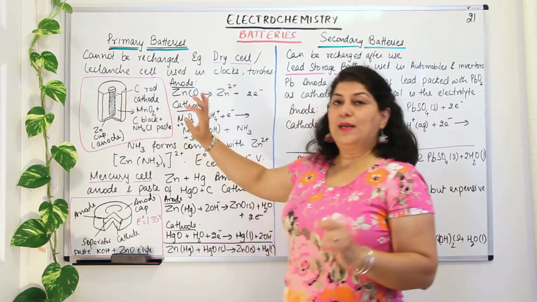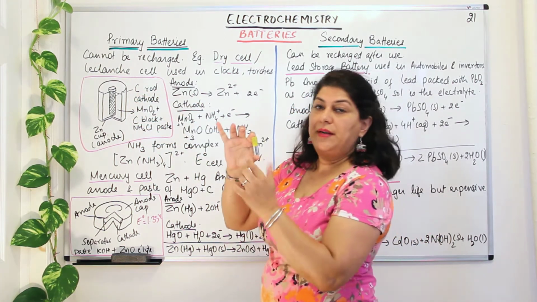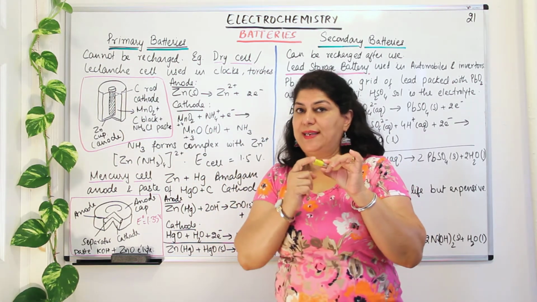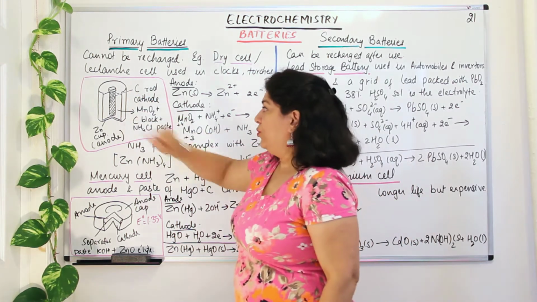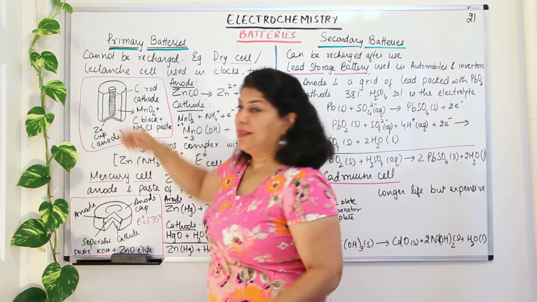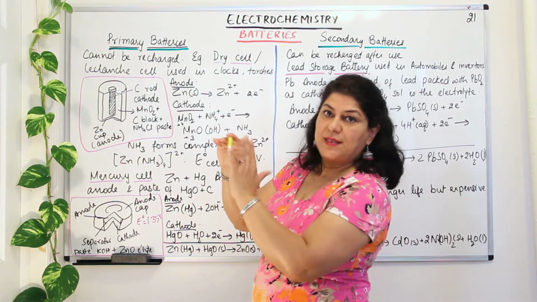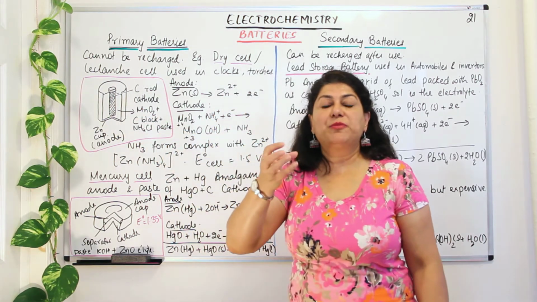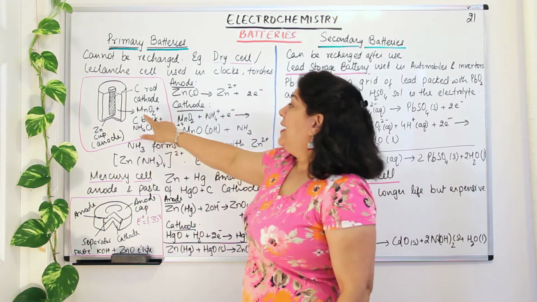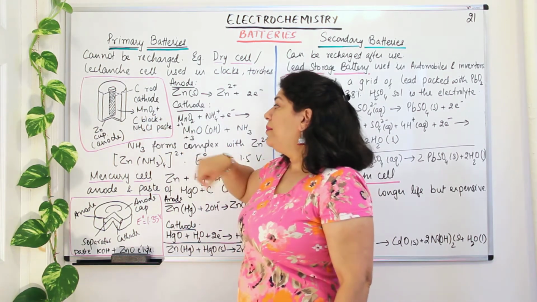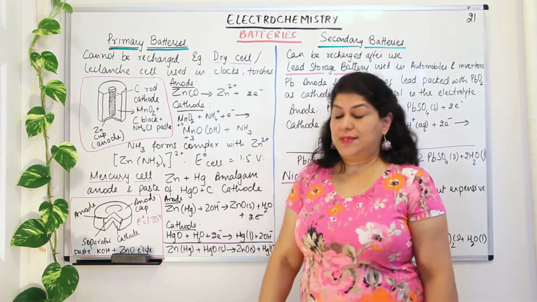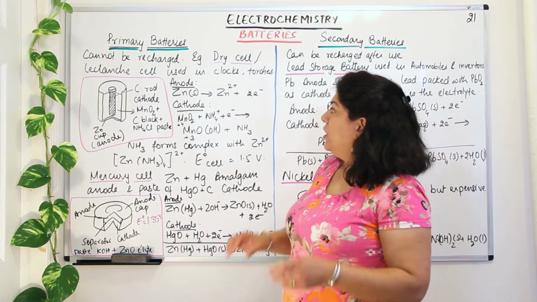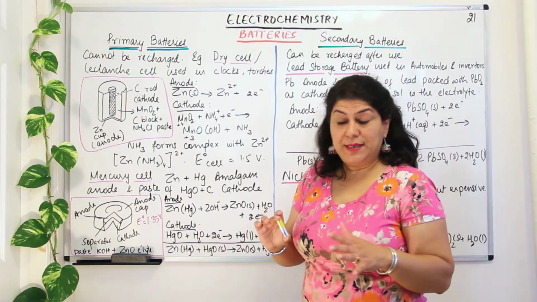Now we understand that the zinc, that is the entire container, is the anode, and the rod in between, that is made up of carbon and which has a cap of zinc, is the cathode. And the electrolyte: if you rip this entire container open, you will notice that there's a semi-solid kind of substance which acts as the electrolyte. And what is it? It is a mixture of manganese dioxide and carbon black in an ammonium chloride paste. So that is what makes the electrolyte here.